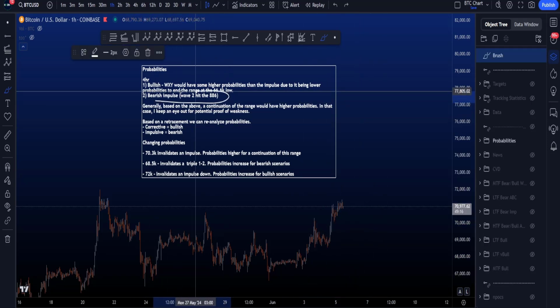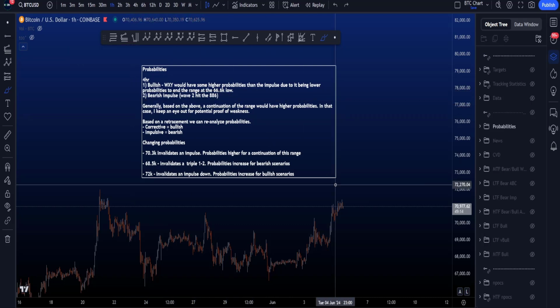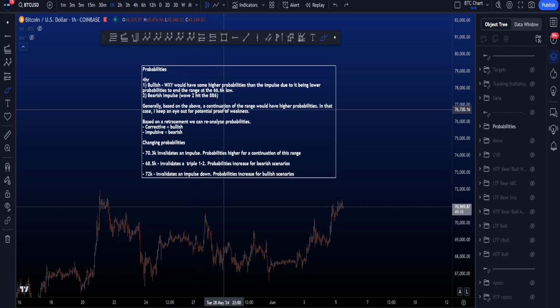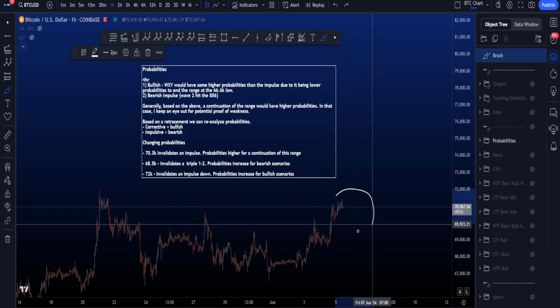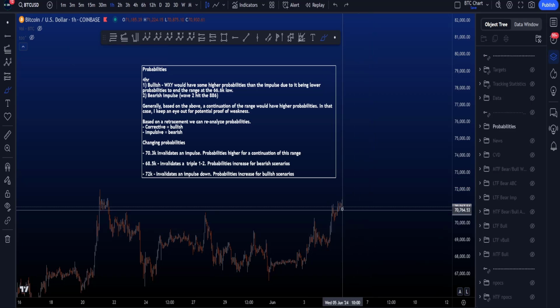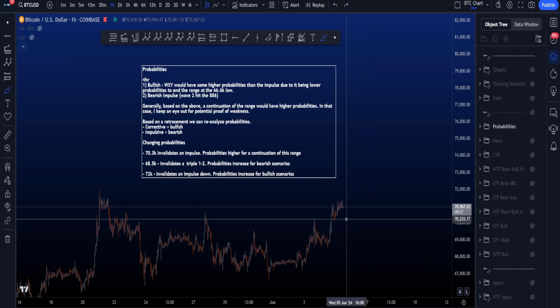The bearish impulse over here is a lower probability scenario because price hit the 886. Generally, based on the above, a continuation of the range would have some higher probabilities, and in that case, I keep an eye out for potential proof of weakness. As long as we don't see some proof of resistance, proof of weakness, we're not going to be looking for a continuation of the range.